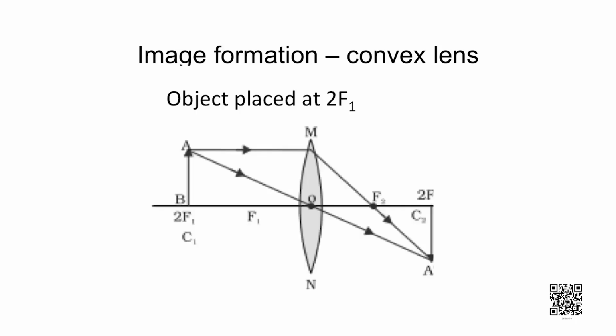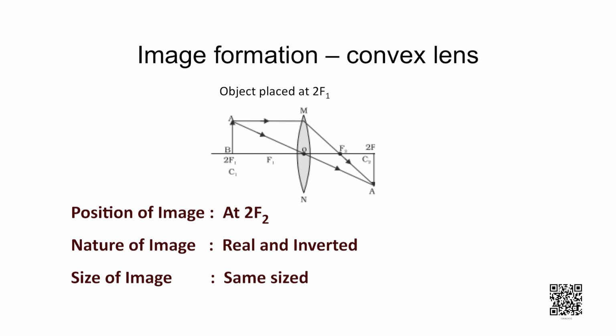One ray here is taken to be parallel to the principal axis. After refraction through the lens, it passes through the focus on the other side of the lens, and the other ray is taken to be the one passing through the optical center. This ray does not suffer any deviation. The two refracted rays actually meet at 2F2, forming a real, inverted and same sized image.